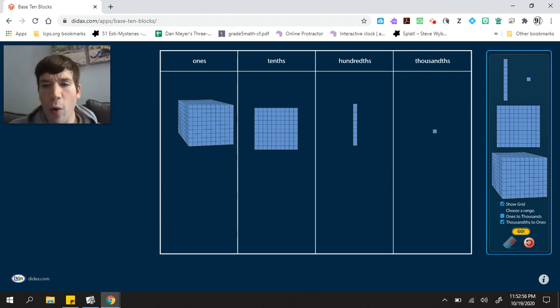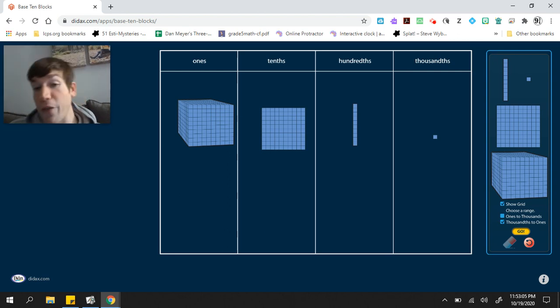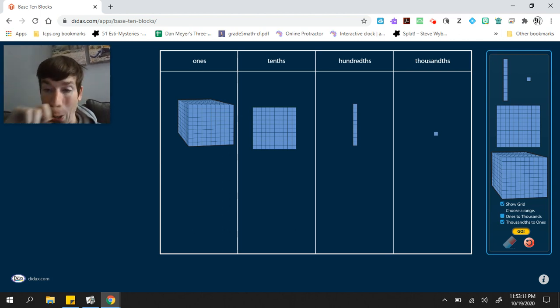Now, if you're wondering why it takes so many of these pieces to make a half, so it takes 500, but it only takes 5 of these. Well, it should visually be clear that this is a lot bigger. This is actually 100 times bigger than a thousandth. So that should be easy to see.